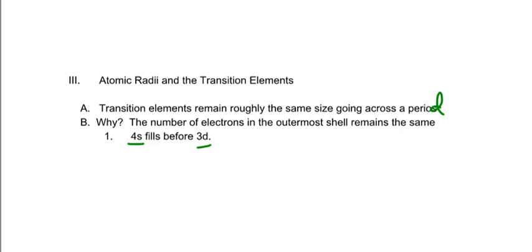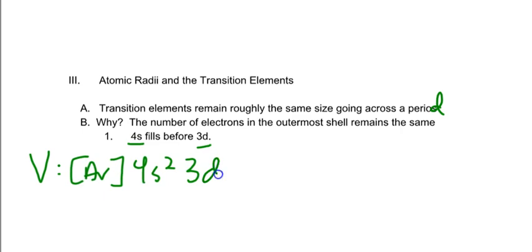Okay, so let's take a look at, how about my favorite element, vanadium? Maybe we could quickly do that shortcut, and I believe that was going to be argon. I hope it is anyway. And that's 4s2 3d3. So the 4s electrons are your outermost, your 3d are your innermost.